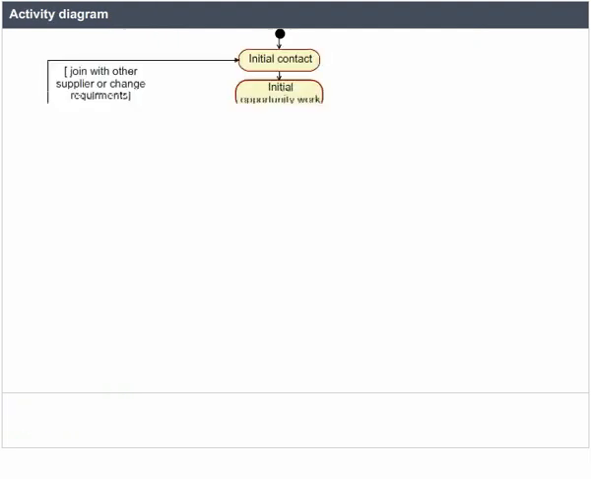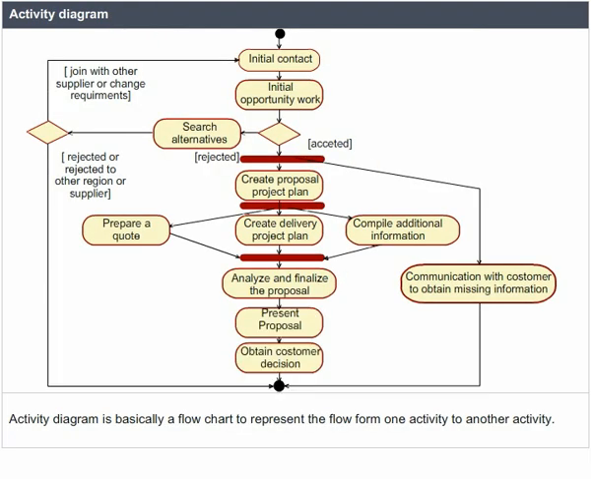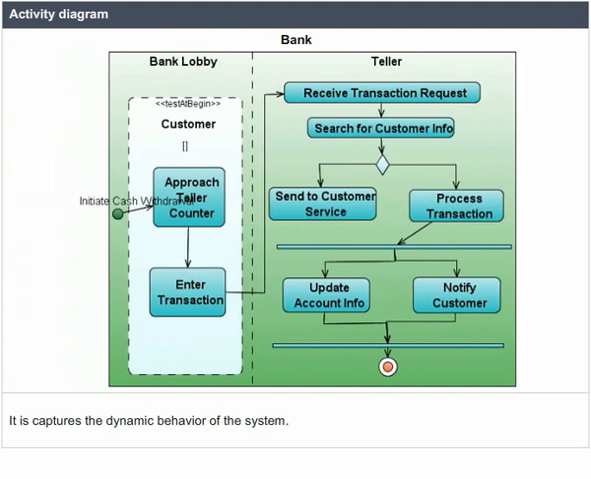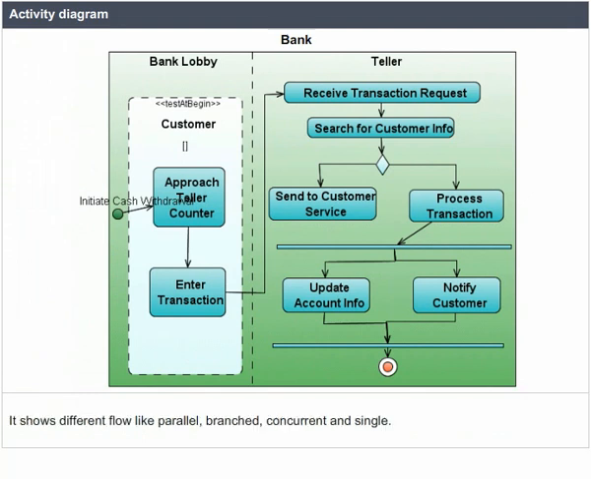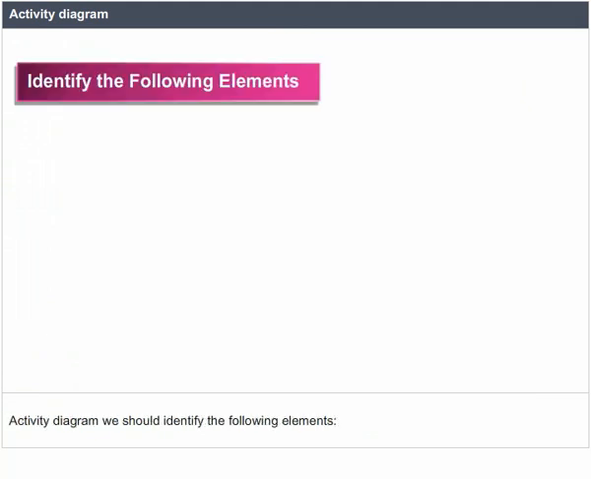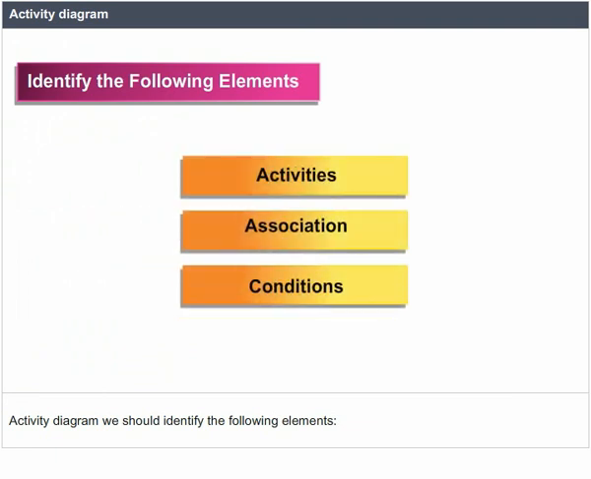Activity diagram. Activity diagram is basically a flow chart to represent the flow from one activity to another activity. It captures the dynamic behavior of the system. Activity diagrams are not only used for visualizing the dynamic nature of a system, but they are also used to construct the executable system by using forward and reverse engineering techniques. It shows different flows like parallel, branched, concurrent, and single. In an activity diagram, we should identify the following elements: activities, association, conditions, constraints.